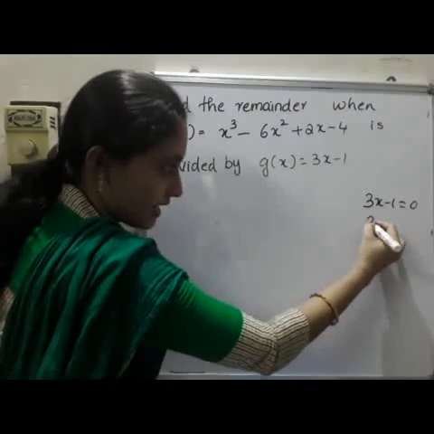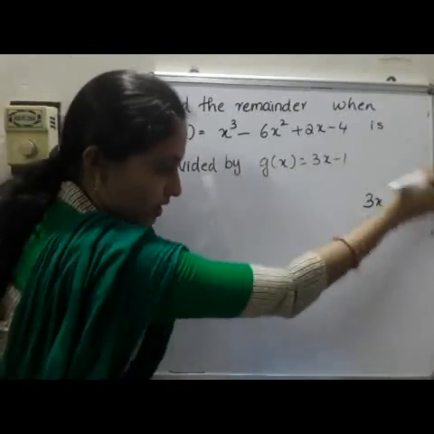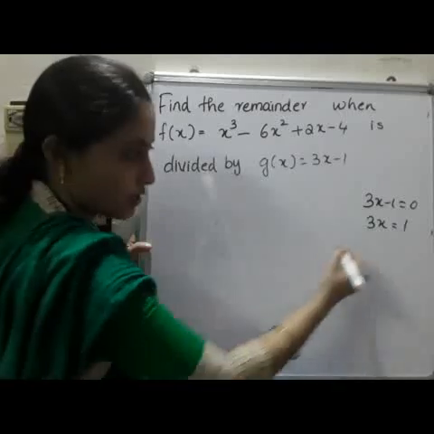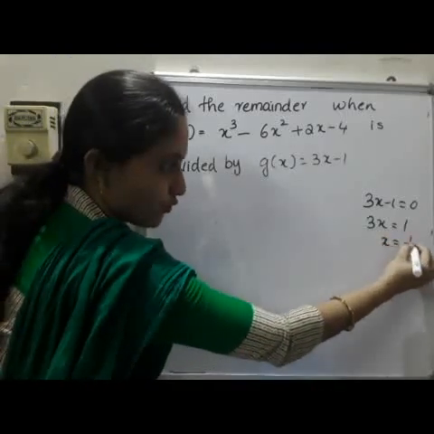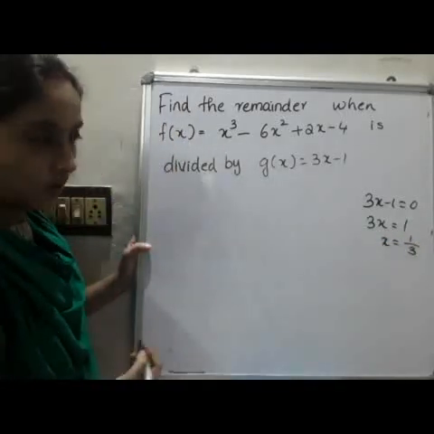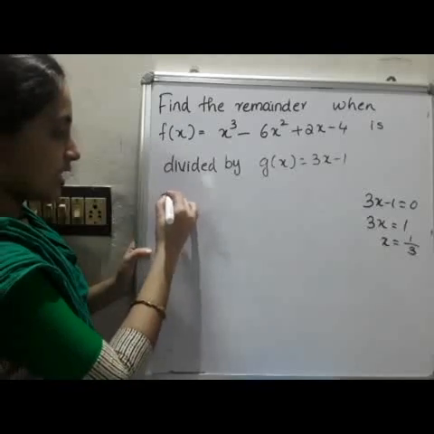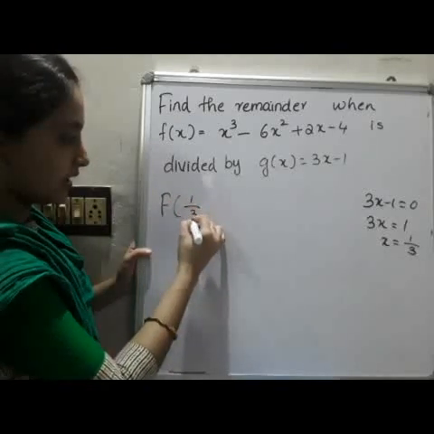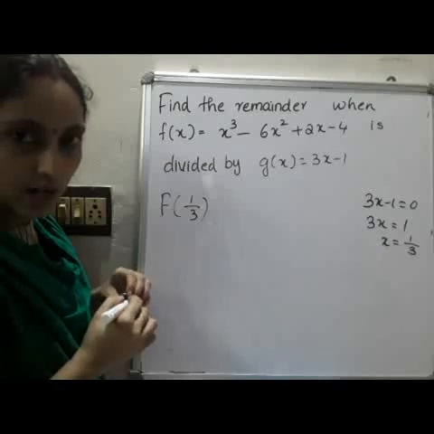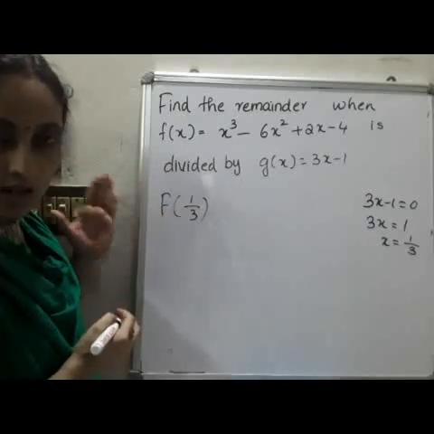Okay. So what is 3x? 3x is equal to 1. When the minus moves to this side it becomes plus 1. So x will be equal to what? x is equal to 1 by 3. Hope you are clear on this. So we have to find f of 1 by 3. Similar to how you found f of 1 by 2 in the previous question.